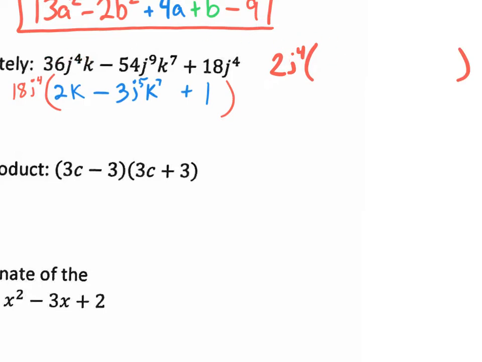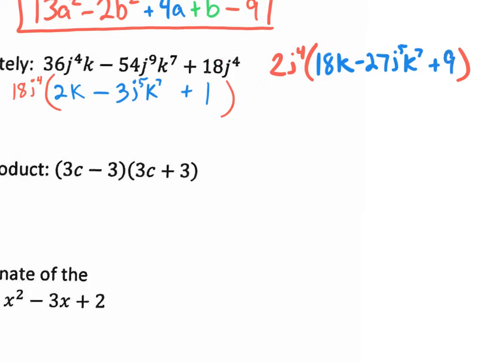a 36j to the fourth k. Well, that's half of 36, which would be 18. And of course, you still have the k. And then 2j to the fourth times what middle term will get you the negative 54? Half of 54 is 27, so that's going to be a negative 27. And of course, that does have a j to the fifth and a k to the seventh. And then 2j to the fourth times the last one. 2j to the fourth times what gets you an 18j to the fourth? That would be a 9, and you don't need any more j's, so that's just a plus 9.